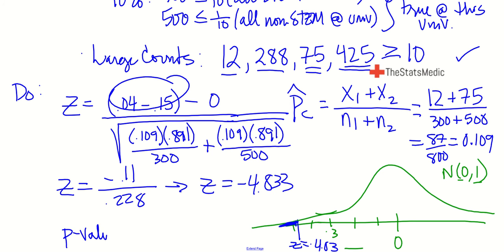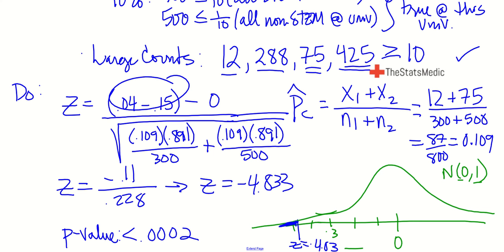And for us to find it, if you go to your z-table, you're going to find that there's not even a z-score as small as negative 4.83, and the closest z-score listed is negative 3.49, which gives a p-value of 0.0002. So from my table, I know my p-value is less than 0.0002, which of course is quite small.